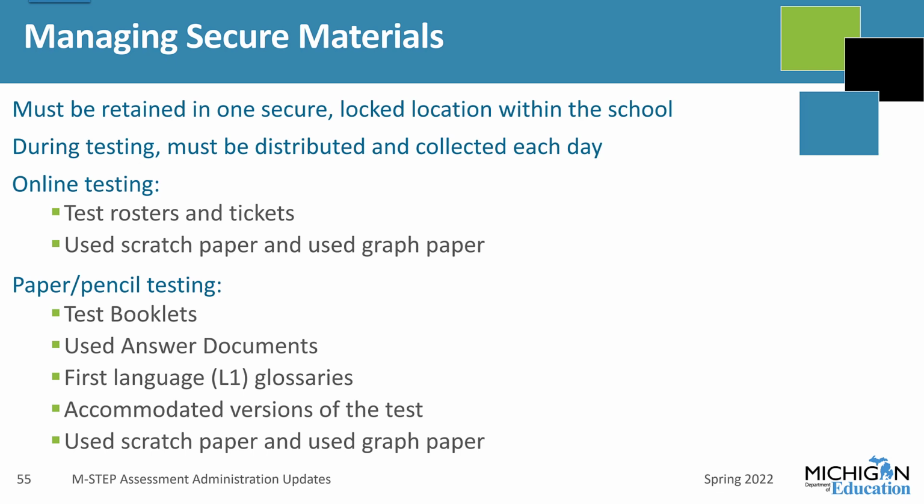Secure materials for online testing are test rosters and test tickets and any used scratch or graph paper. For paper pencil testing, secure materials include test booklets, used answer documents, L1 glossaries, and any accommodated version of the test, listening CDs or scripts, reader scripts, used scratch or graph paper, and more. Make sure you review the TAM if you have any questions about what are secure materials, and look on page 63 for more information about materials and materials handling.